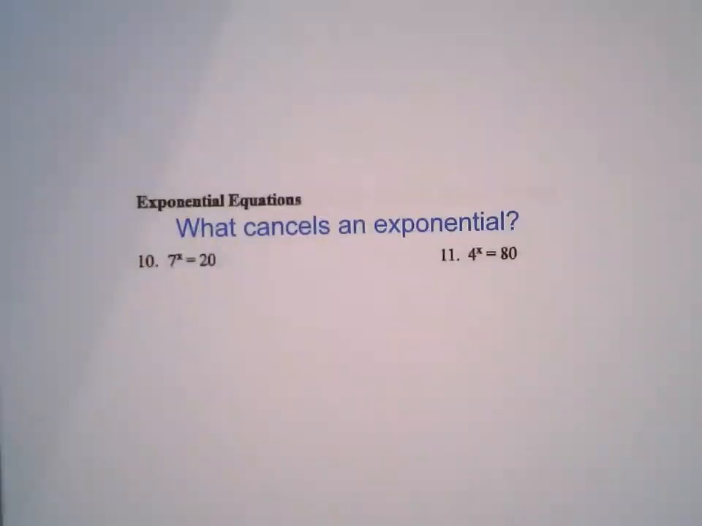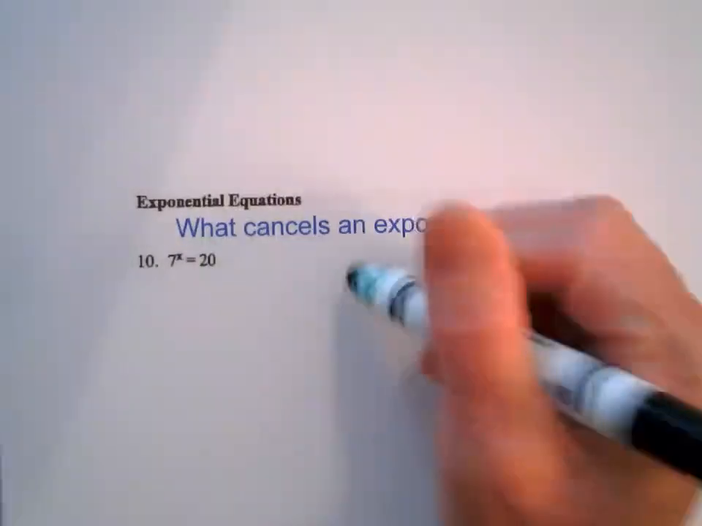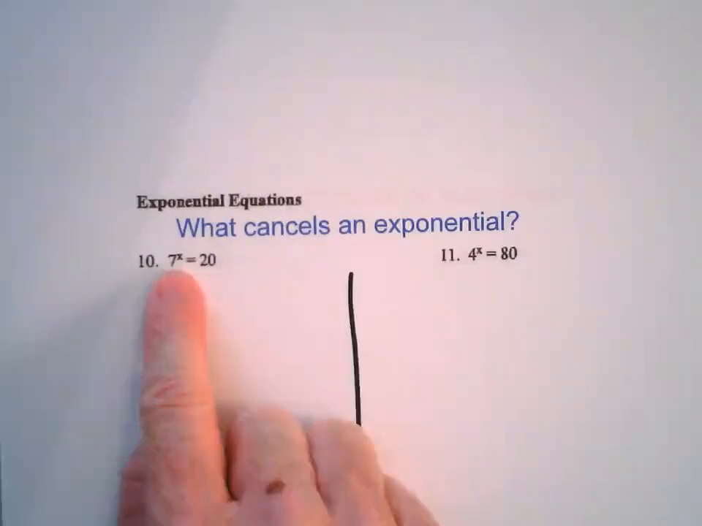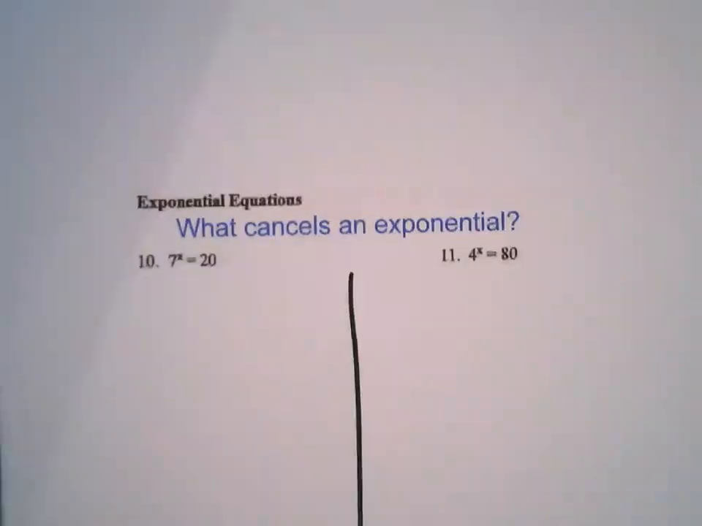All right, so this should be page 16 in the packet. And so we'll just start off with this 7 to the x equals 20. Now please remember that is not multiplication, that is a 7 with an exponent of an x. Okay, so please make sure that you understand that is not multiplication, so we cannot cancel using division. You're not allowed to divide this problem.